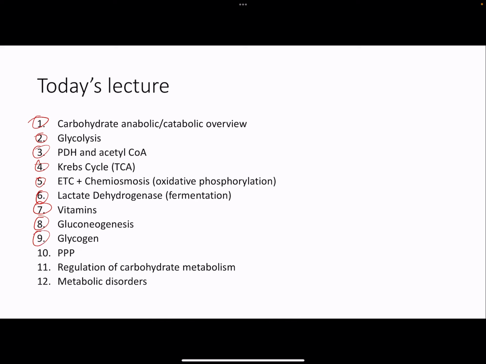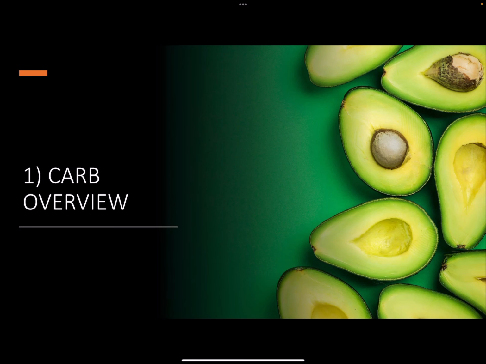Glycogen, building it up, breaking it down. The pentose phosphate pathway, also known as the HMP shunt. Just general regulation. I want this to be intuitive. I want this to be logic. And a couple of metabolic disorders, mostly focusing on glycogen disorders and a couple of poisons. Okay, carb overview.